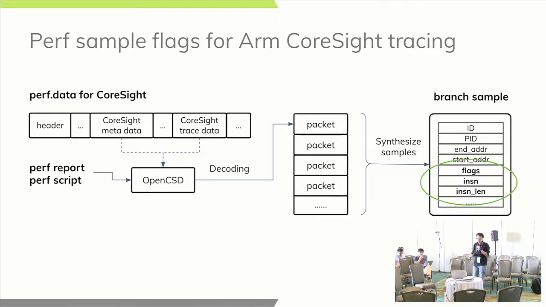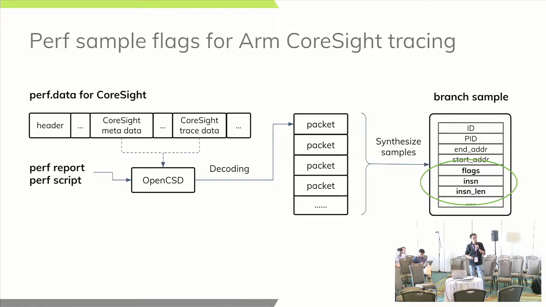This page shows the flow for the Perf sample flags. In the Perf data, there is the CoreSight data. It contains the CoreSight metadata and the CoreSight trace data. We need to use OpenCSD to do the decoding, and it outputs packets. These packets are used to synthesize the samples, and finally this outputs the branch samples, which are used by Perf to do the statistics.